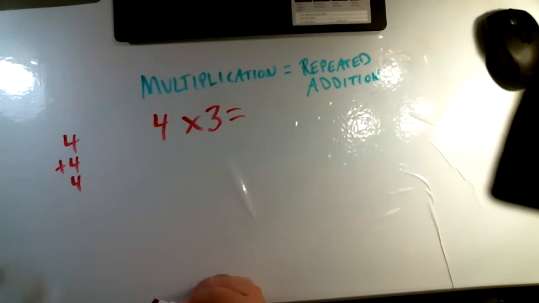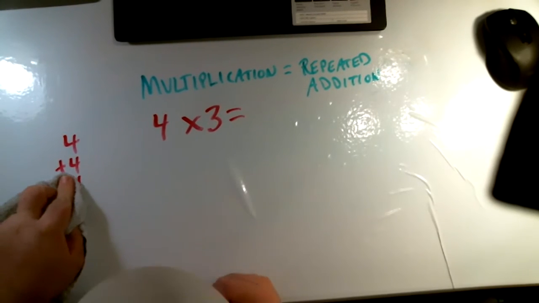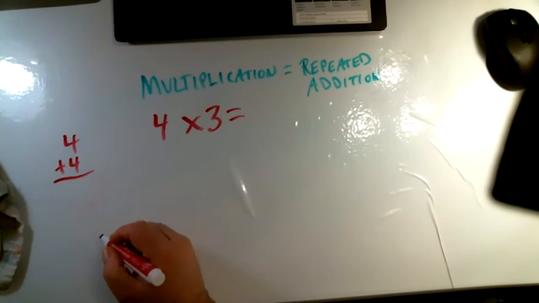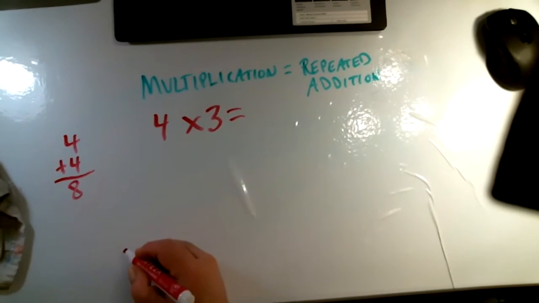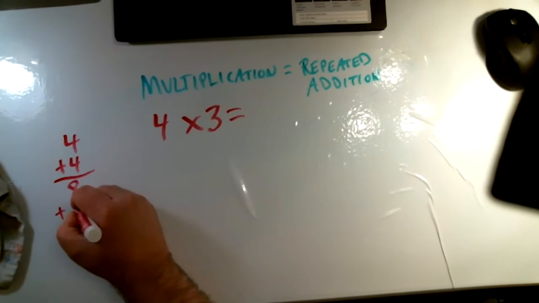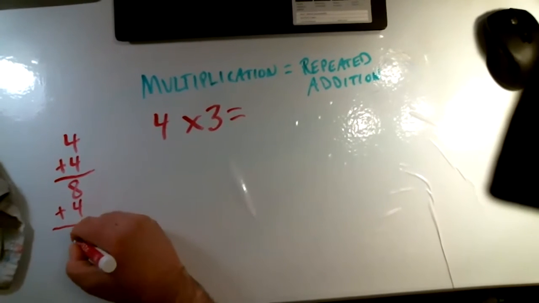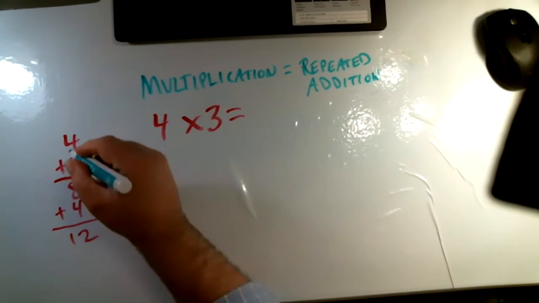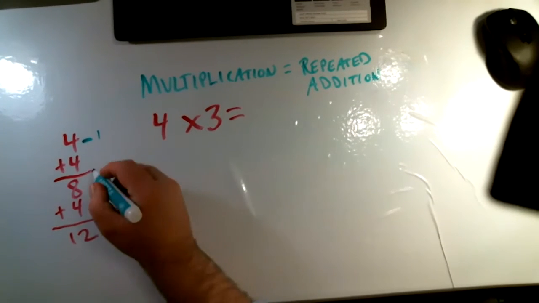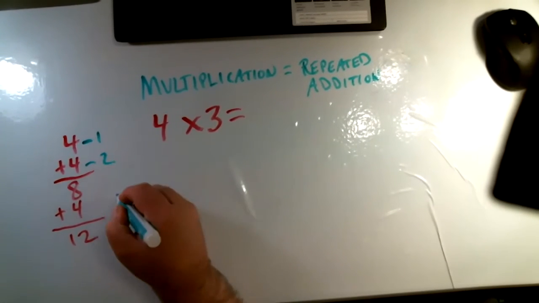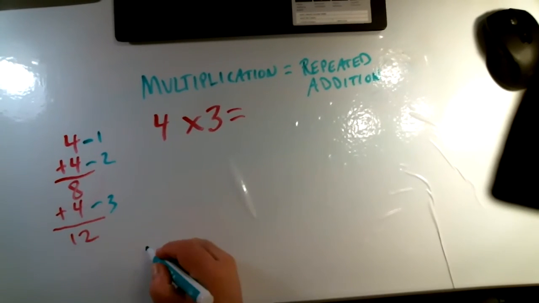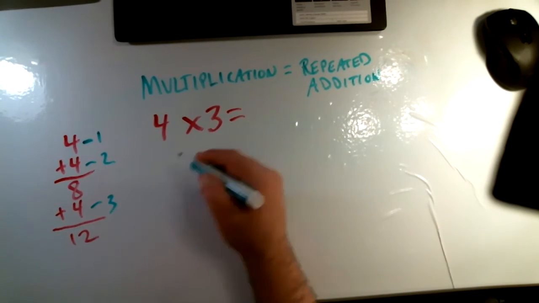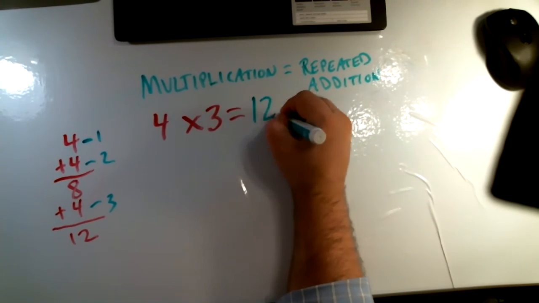Now let me erase this and we'll do it one step at a time. So 4 plus 4 is 8. And 8 plus 4 is 12. So if I think about how many 4s I have, 1 here, this is my second one, and this is my third one. So with repeated addition, before we model it, we know that the answer should be 12.